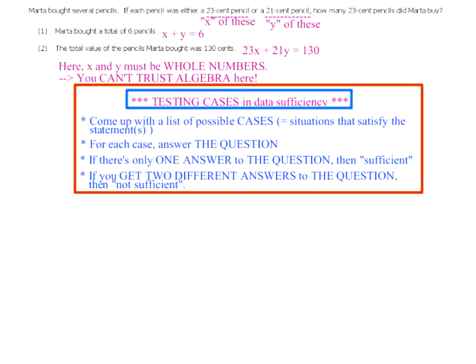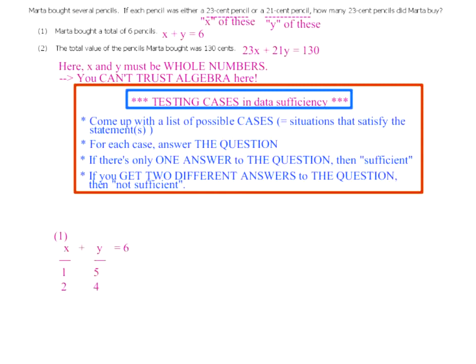Statement 1 means that x plus y is 6, where x and y are whole numbers. So let's just come up with cases for x and y. Let's find whole numbers that add up to 6. We could have 1 and 5. We could have 2 and 4. Do we have to keep going here? We do not have to keep going.